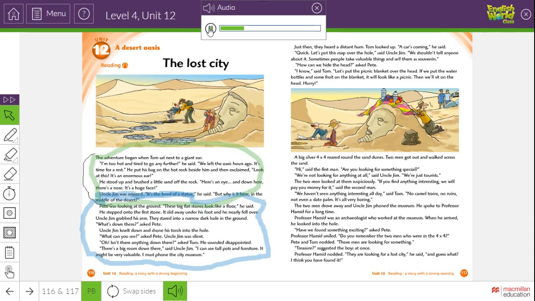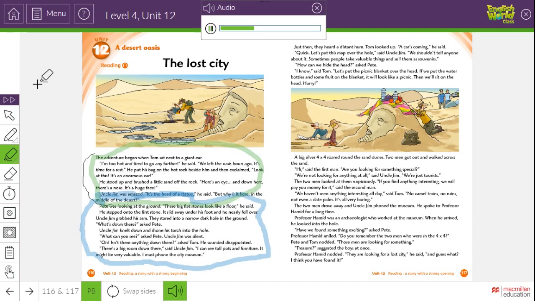Listen very carefully. Pete was looking at the ground. "These big flat stones look like a floor," he said. He stepped onto the first stone. It slid away under his foot, and he nearly fell over. Uncle Jim grabbed his arm. They stared into a narrow, dark hole in the ground.